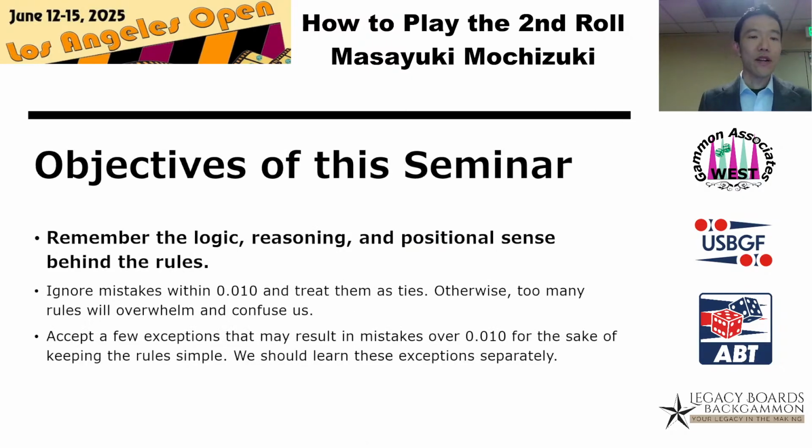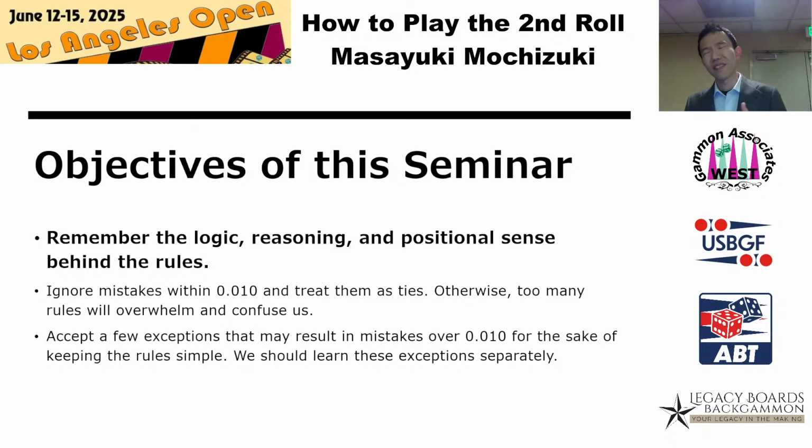And the objective of this seminar is I'm gonna show you a bunch of rules on the second roll, but remember the logic, reasoning, and the positional sense behind the rules. Don't just remember the rules, because you will forget. I will forget what the rule was, but if you understand the logic behind the rule, then it stays with you, and you can apply it even in the future, even after a few years. And I also ignored mistakes within 0.01. It's a very tiny mistake we can ignore. We can call it a tie, so it doesn't matter. So that the rule can be simplified, right?